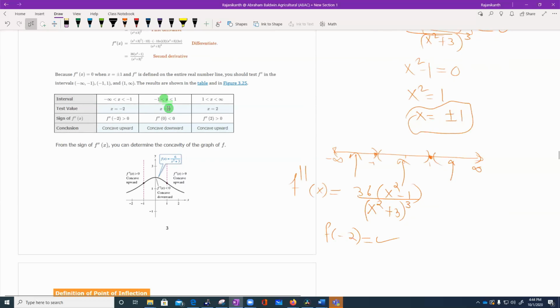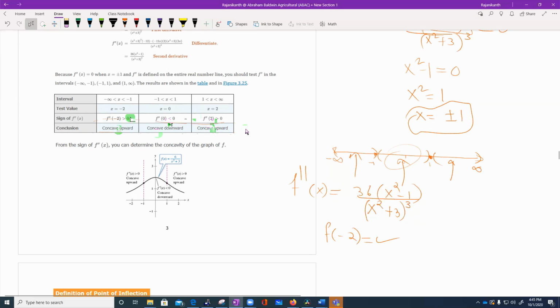In the second interval, we pick the test value as 0 because 0 is contained in this interval. So second derivative evaluated at 0, plugging 0 again into this function. This is 0, this is 0. So you will have now negative in the numerator and positive in the denominator. Therefore, ultimately you will get negative sign. Okay, now plugging the test value 2 into this function one more time, you will get positive. That's it. So in this interval, I'm getting second derivative positive, therefore concave upwards, negative, concave downward, again positive, concave upward. Okay, so this is our final result.